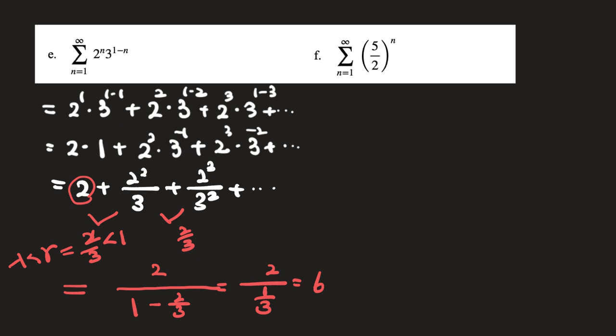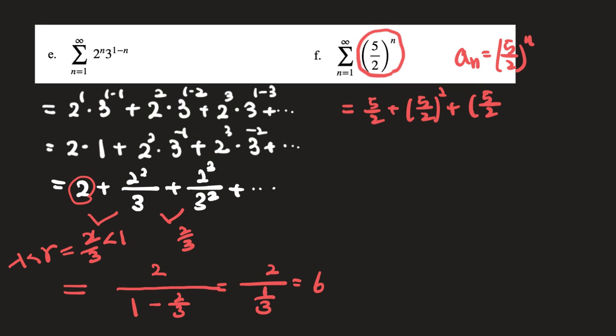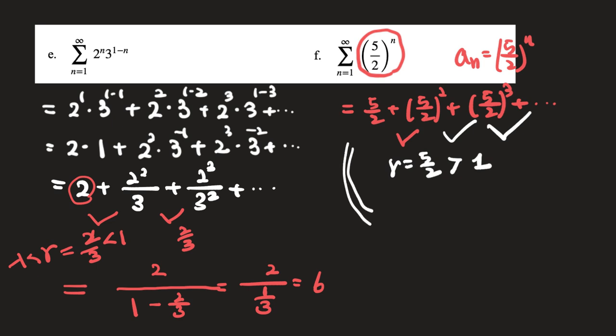Here is another example. Let's expand it, or you can see this one is a geometric sequence, right? So a_n is (5/2)^n. This is going to be expanded as 5 over 2, (5/2) squared, (5/2) cubed. So the ratio each time is 5 over 2. This one is greater than 1. So our conclusion is that this one diverges.